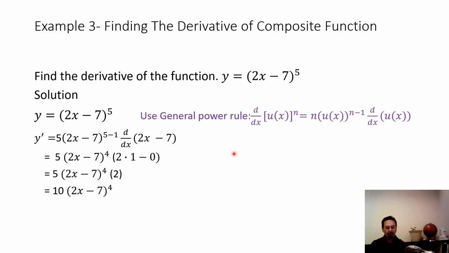So let's simplify, bring down 5. Now 2x minus 7, subtract 1 from 5, make it 4. Now here we differentiate 2x, becomes 2 times 1, and the derivative of 7 becomes 0. Now we simplify further, so this becomes 2, and this becomes 5, and 2x minus 7 to the 4. Now 5 and 2 we can multiply, so the final answer is 10 times 2x minus 7 to the power 4.